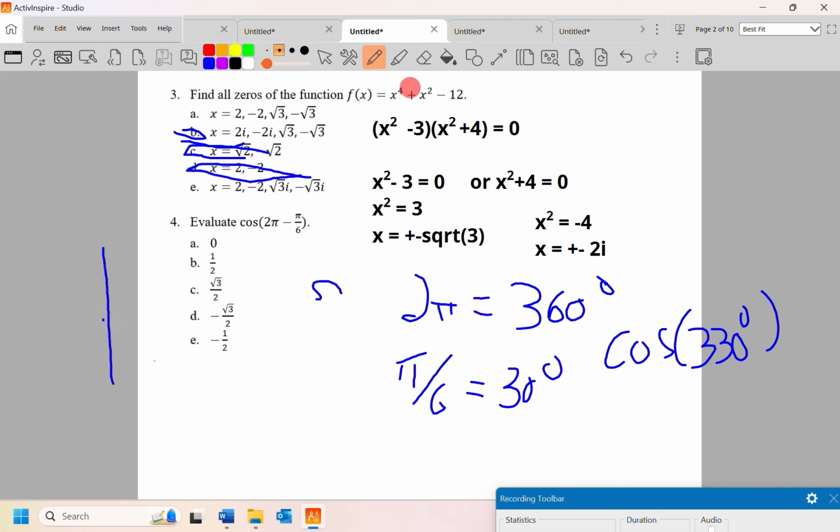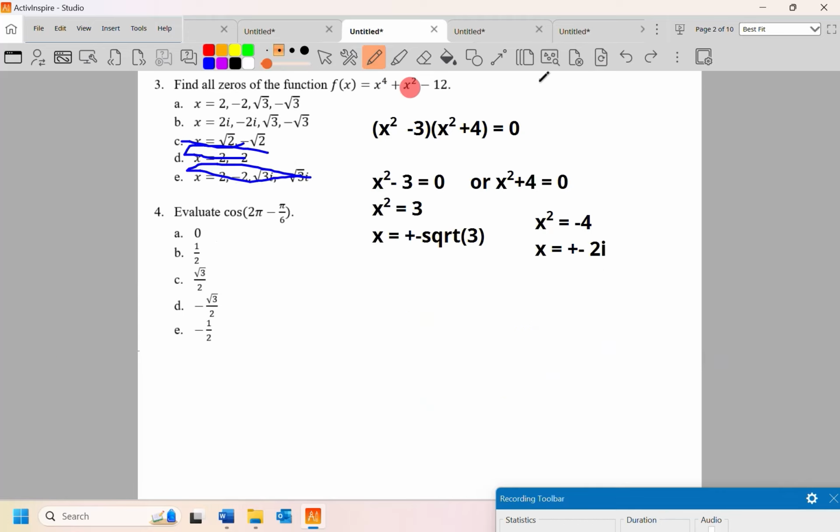So we think about our unit circle. We wish that our touchscreen would write properly. And this is just horrible. Let's clear this page. But anyways, think about your unit circle. I guess I just have to use this.